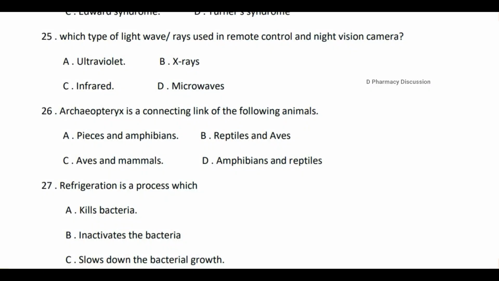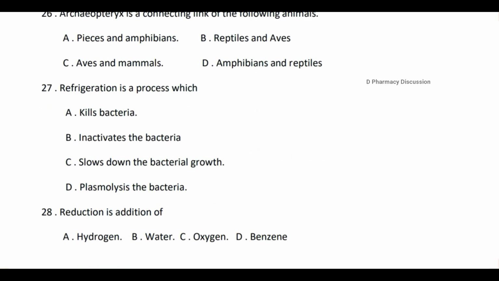Then question number 27. Refrigeration is a process which option A kills bacteria, B inactivates the bacteria, C slows down the bacterial growth, D plasmolysis the bacteria. Correct answer is option C, that is slows down the bacterial growth.